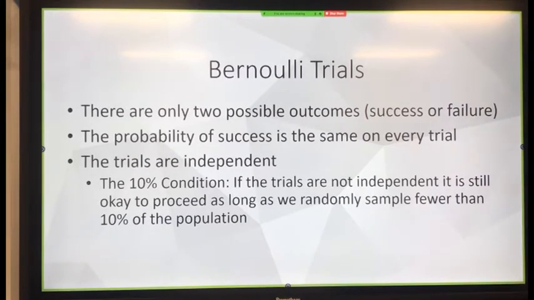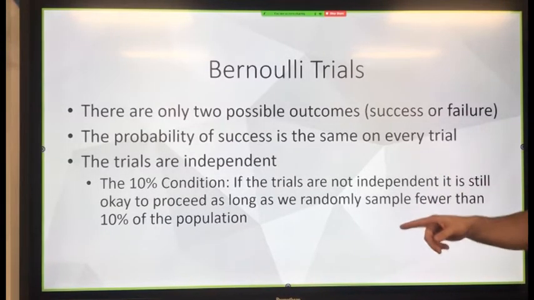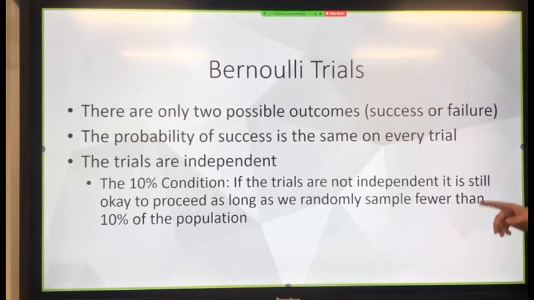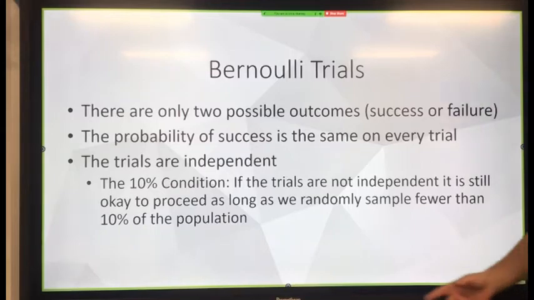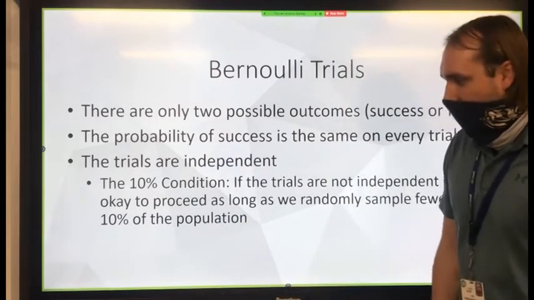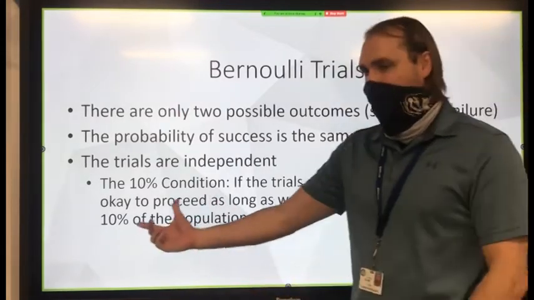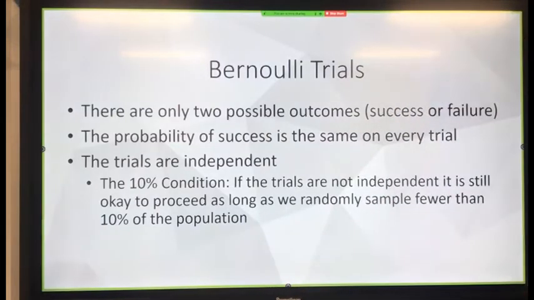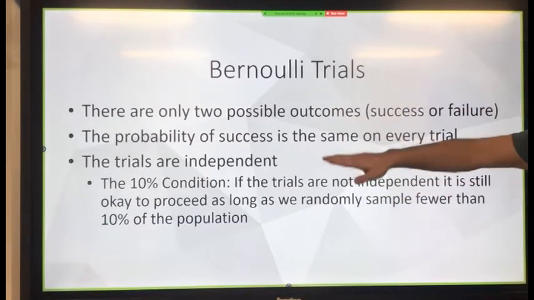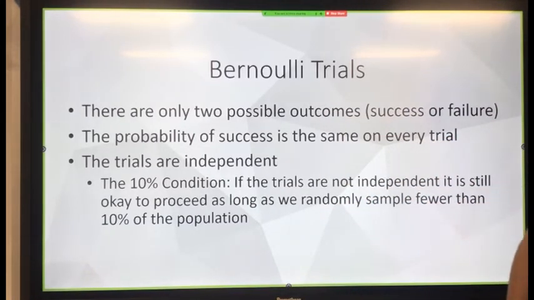Now there is something called a 10% condition. If the trials are not independent, it is still okay to proceed as long as we randomly select fewer than 10% of the population. Notice this is population. So we want to take less than a 10% sample size of that population. Then we can proceed. Otherwise, as long as it's independent, it's okay. So these things need to be met in order to be considered a Bernoulli trial.